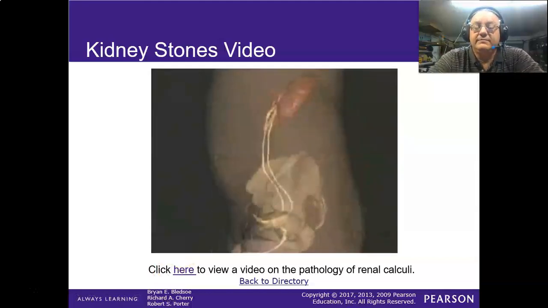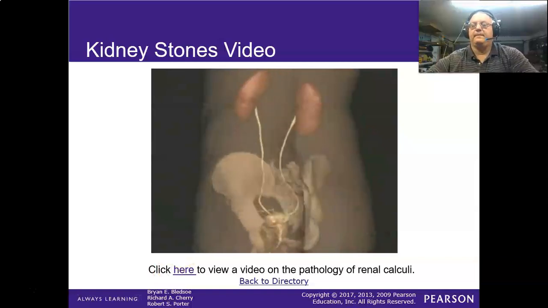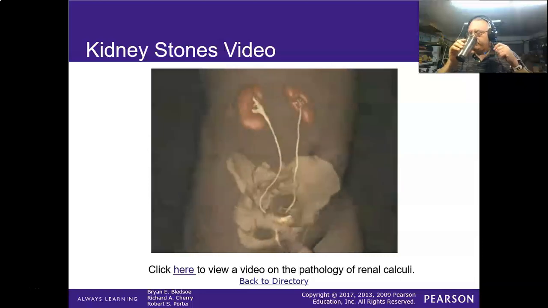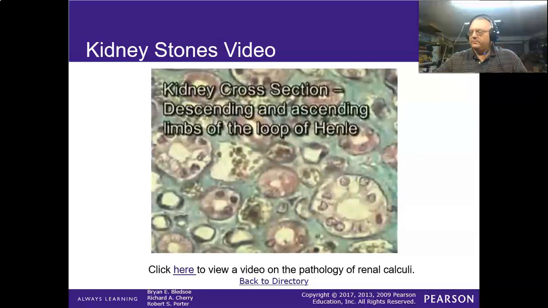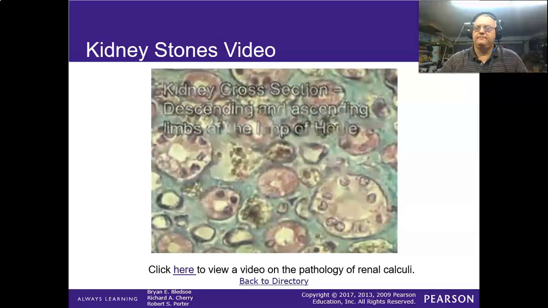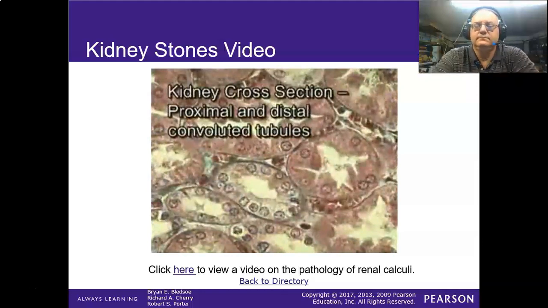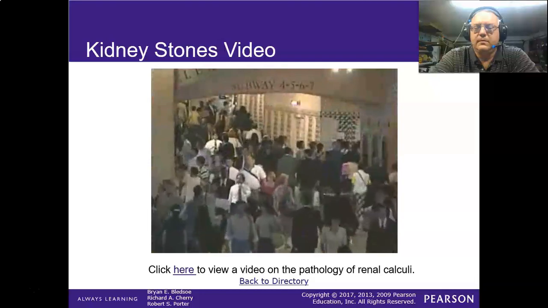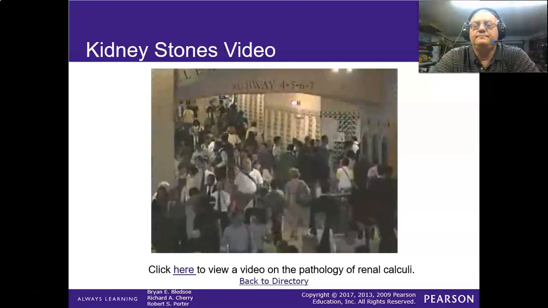Kidney stones, also called nephroliths, are deposits of mineral salts, called calculi, in the kidney. These stones can pass into the ureter, irritate kidney tissue, and block urine flow. Kidney stones are one of the most common and painful disorders of the urinary tract.